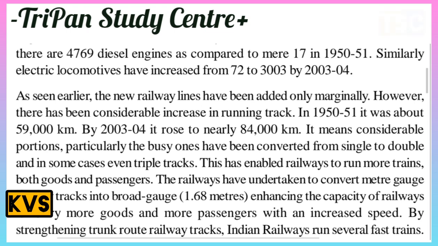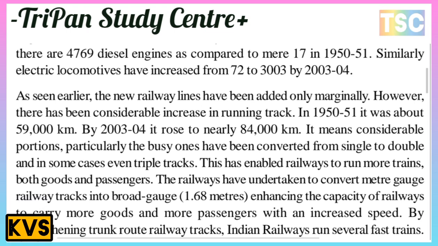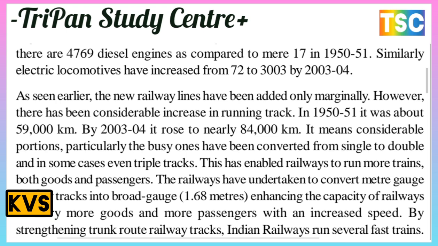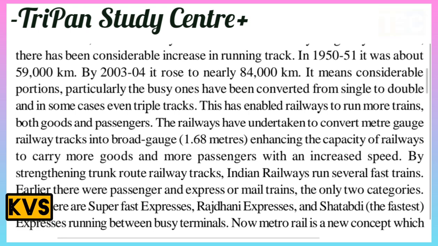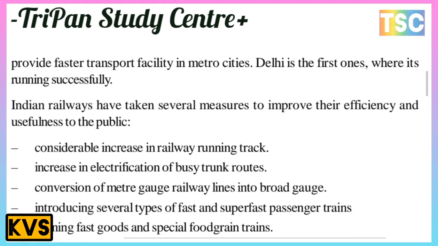The railways have undertaken to convert meter gauge railway track into broad gauge, 1.68 meters, enhancing the capacity of the railway to carry more goods and more passengers with increasing speed. By training the trunk routes or railway tracks, Indian Railways run several fast trains. Earlier there were only two categories, passenger and express or mail trains. Now there are super fast express, Rajdhani express, and Shatabdi, the fastest. The express runs between busy terminals, and metro rail is a new concept which provides faster transport facility in metro cities. Delhi is the first one where it is running successfully.